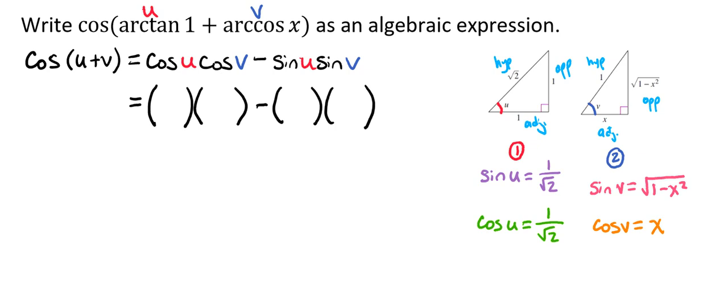So we'll go ahead and we'll plug those in. So the cosine of u is 1 over the square root of 2. The cosine of v is x. The sine of u is 1 over the square root of 2. And the sine of v is the square root of 1 minus x squared.